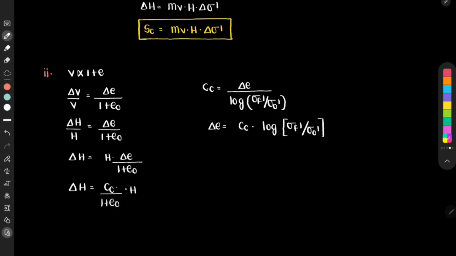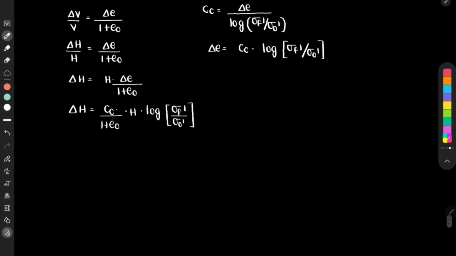So we are replacing delta E. Cc by 1 plus E naught times H times log sigma f dash by sigma naught dash. So what is delta H? Delta H is nothing but the settlement due to primary consolidation. This is equal to Cc by 1 plus E naught times H times log sigma f dash by sigma naught dash.